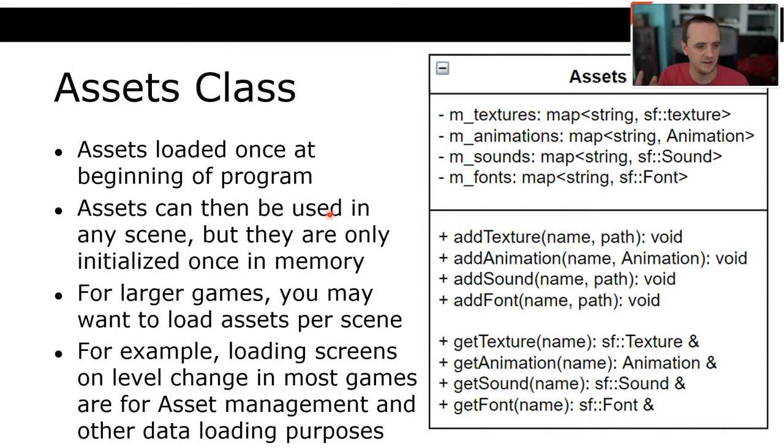Someone who's not in the course has asked me about this M underscore in the chat. M underscore is what we're using in this class to denote a private member variable. I think it's Hungarian notation. That's what they call it. I'm not 100% sure, though. So this is one of the naming conventions.